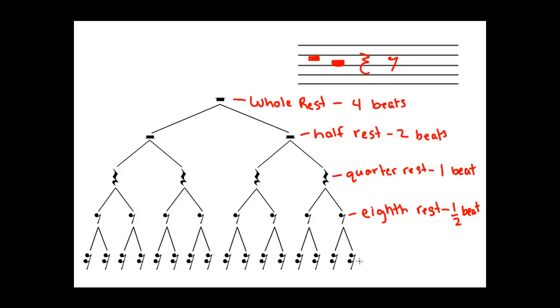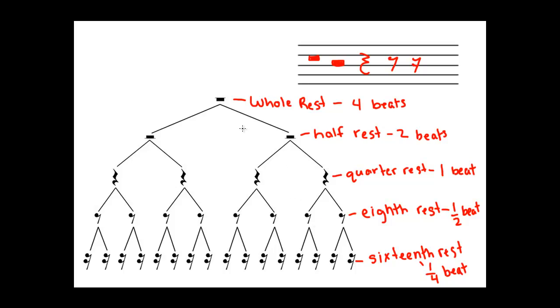Now, finally, our last rest that we're going to look at is called the 16th rest. The 16th rest, in a measure of 4/4 time, will receive a quarter of a beat. When placed on the staff, it is drawn like so. The key difference to highlight is that a 16th rest is drawn with 2 things coming out of the side of it versus an 8th rest which only has 1.